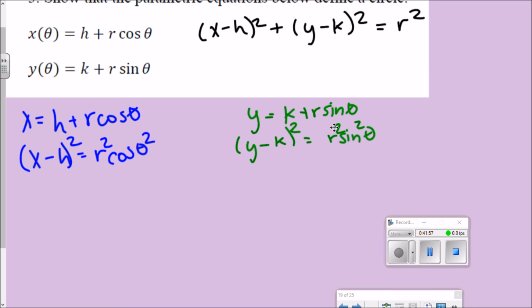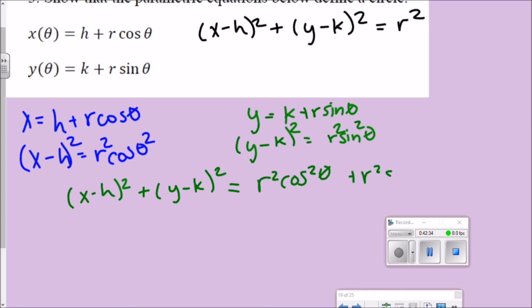Now, let's look at it. What if I add these two together? Because that's what I want, right? I want x minus h squared and y minus k squared to be equal to r squared. So what happens if I add these together? And some of you guys might be going, oh, I see what's happening. But if you don't, that's okay. Let's check it out. So I said this side plus this side is equal to, well, if this is equal to this, and these two are equivalent, the right-hand sides, their sums also must be equal. So this is going to be equal to r squared cosine squared theta plus r squared sine squared theta.